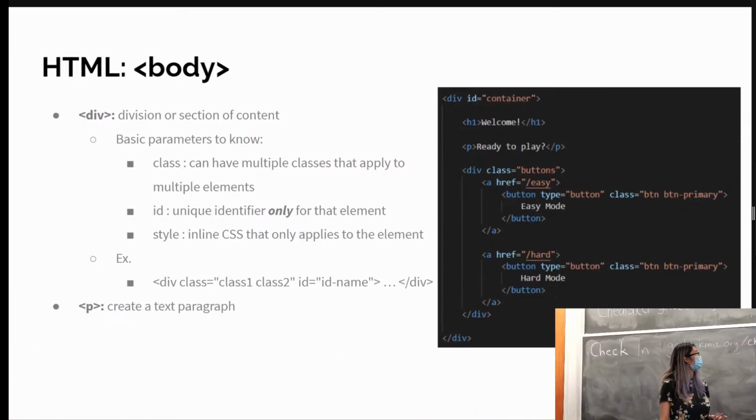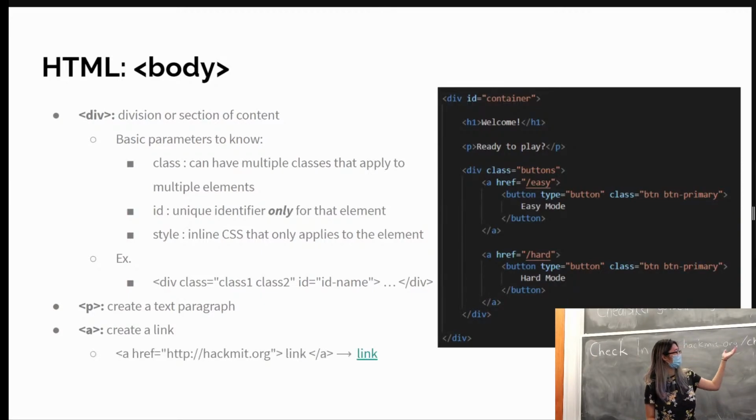And some other things that you can do is that you can create a paragraph for text using P as a tag, and you can see that we use it for ready to play up in the screenshot. You can also have links, which is done using A. And in order to use that, you have an href, which basically will be the link. And then whatever you put inside those A tags will be what is actually displayed as a link.